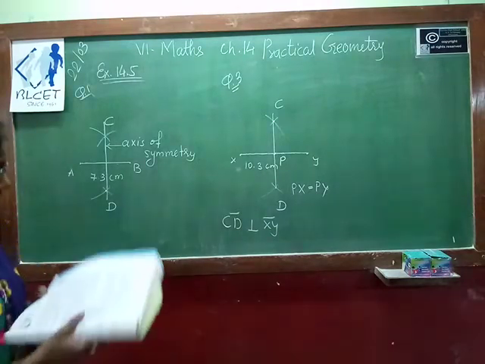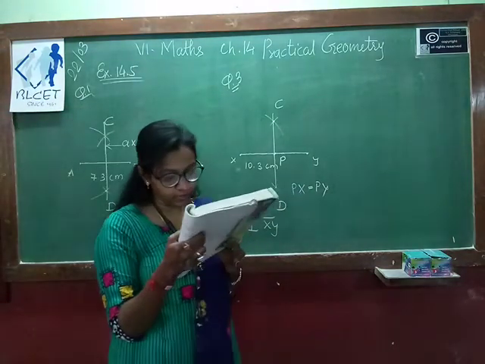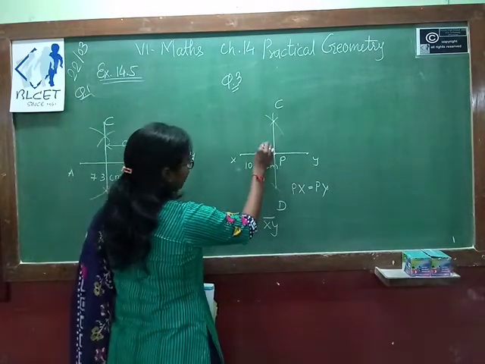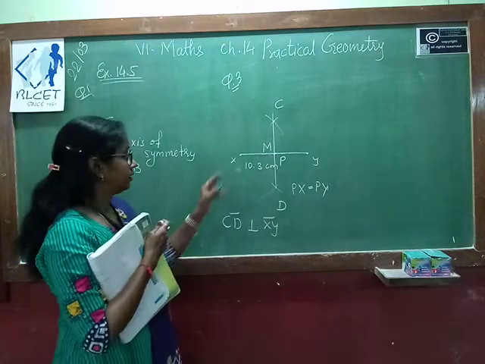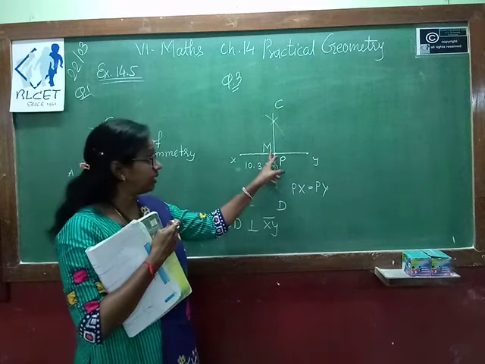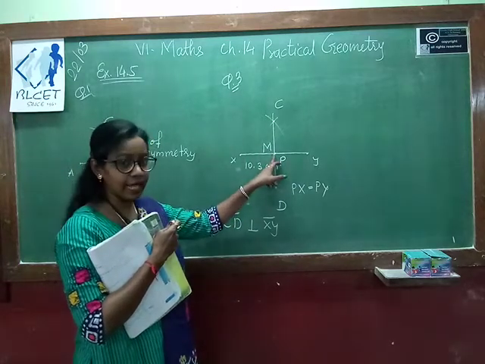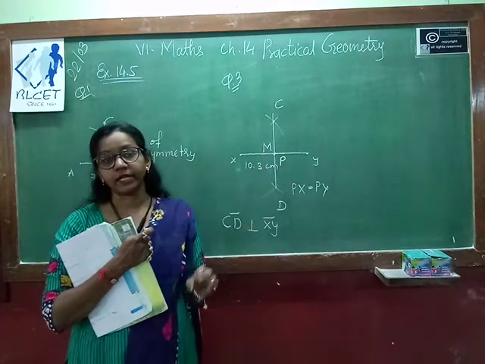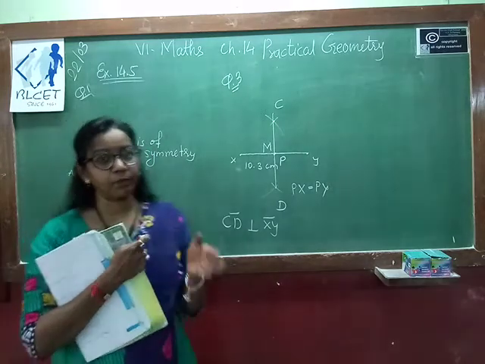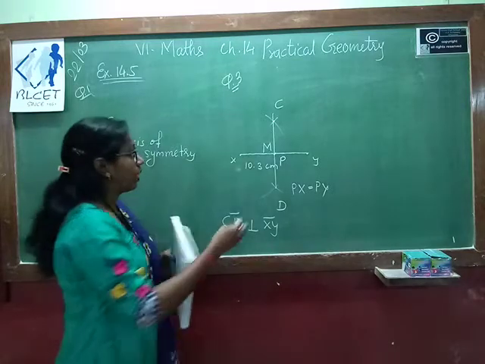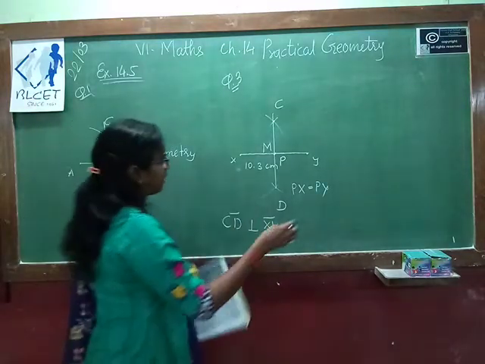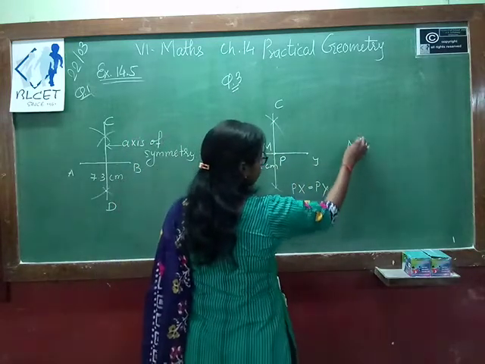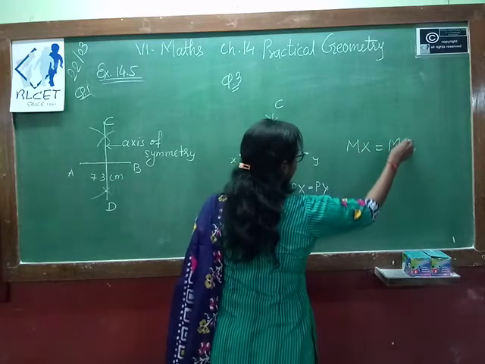Now what is the second part? If M is the midpoint of XY, suppose in place of P we have M as a midpoint. M is the midpoint means M divides, wherever you are keeping M, XM is equal to MY. It divides the whole line segment into two equal parts. Midpoint means exactly that point is in the middle of XY. So we can say MX is equal to MY. Both the lines are equal.